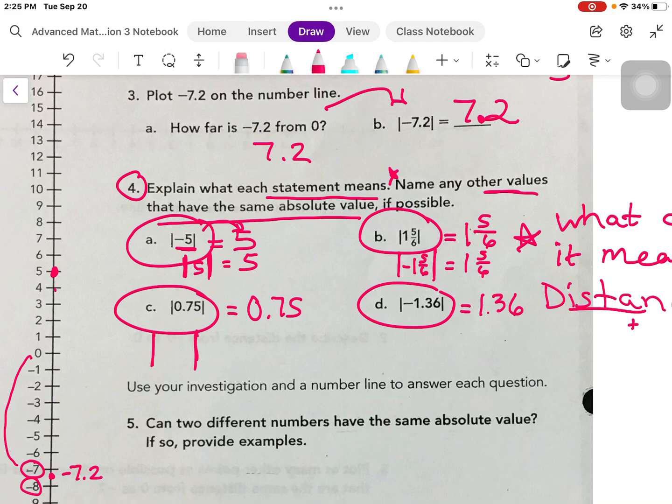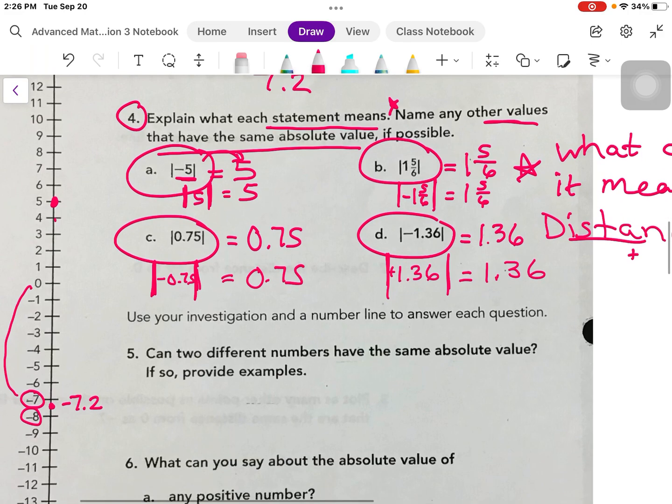The absolute value of what other number would equal this absolute value? All right, so hopefully you put in the blanks that a negative 0.75 would have the same absolute value, and hopefully on D you put a 1.36 or a positive 1.36 would have the same absolute value.